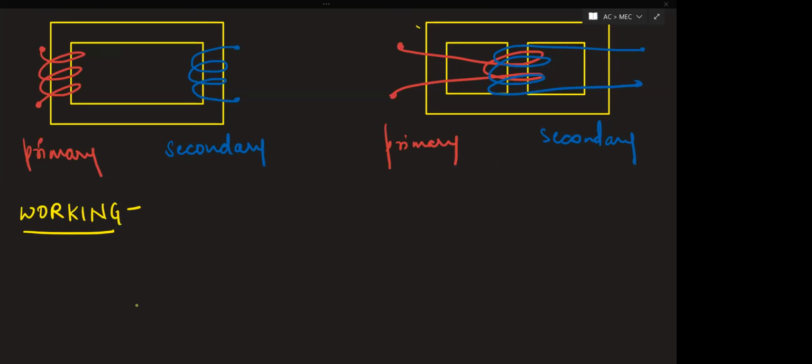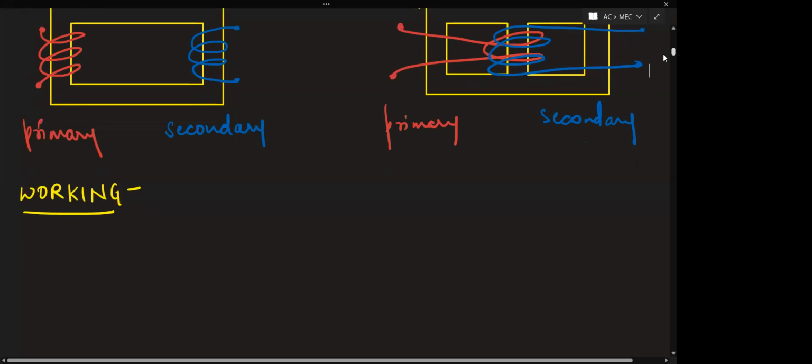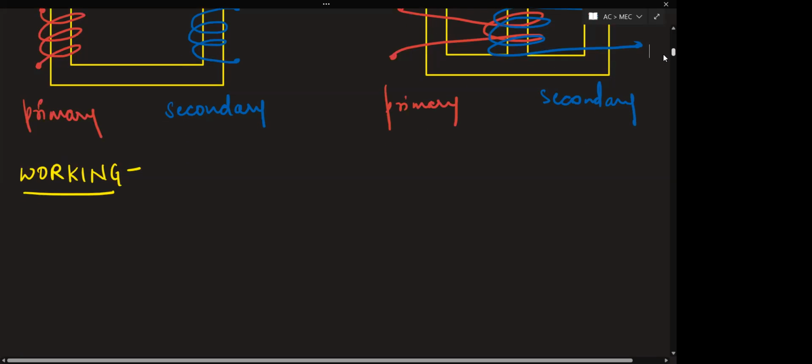Now see the working. Understanding the working is easier because you know mutual induction. So everything will be the same over here. It's just that instead of coil 1 and coil 2, you have to remember primary and secondary. I'll keep on writing also and explain that. Current will flow through the primary first. The primary name is given because it is the first coil through which the current passes.